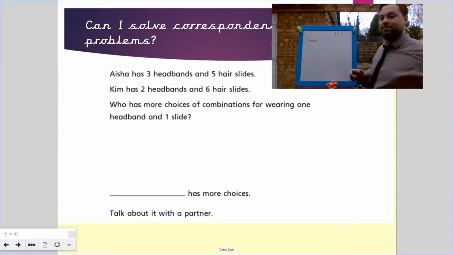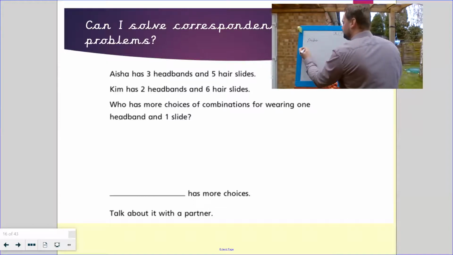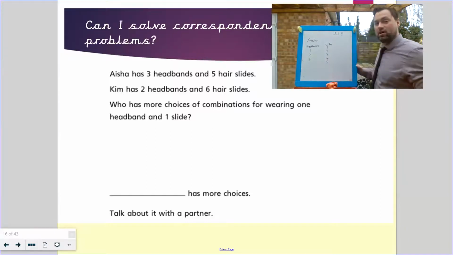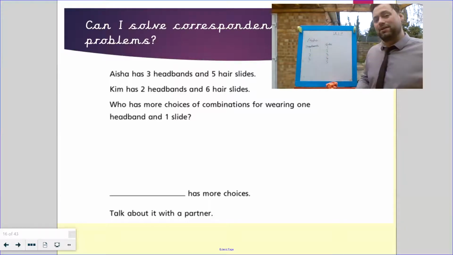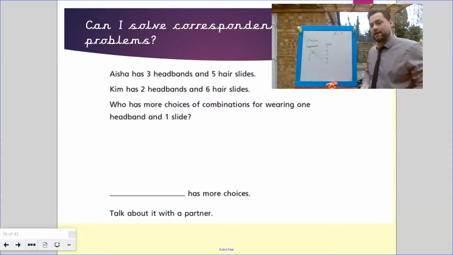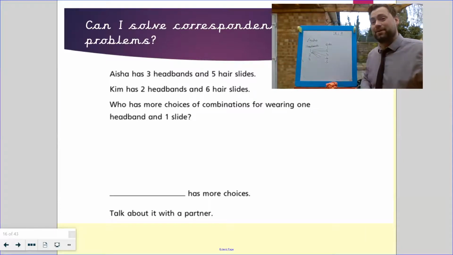Okay, Aisha has 3 headbands and 5 hair slides. If she was to use that combination, let's do her headbands and then her slides over here. She's got 3, haven't she? She's got 1, 2, 3 choices of headbands, 1, 2, 3, 4, 5 choices of slides. So what we're effectively doing here is 3 times 5, aren't we? Because this combination happens 5 times. We've got 3 of these combinations that could work, because if we did lines going to every single one, when you count up the lines, you get 15.